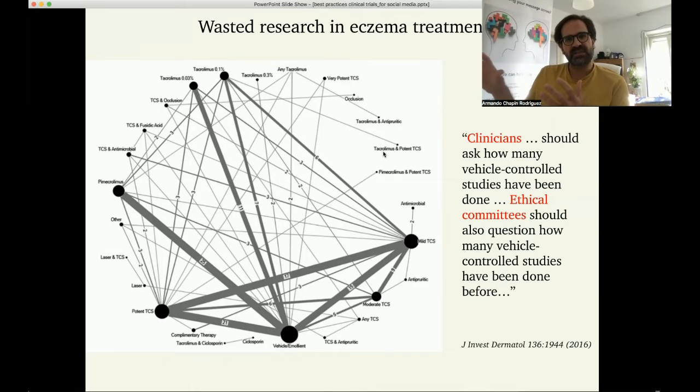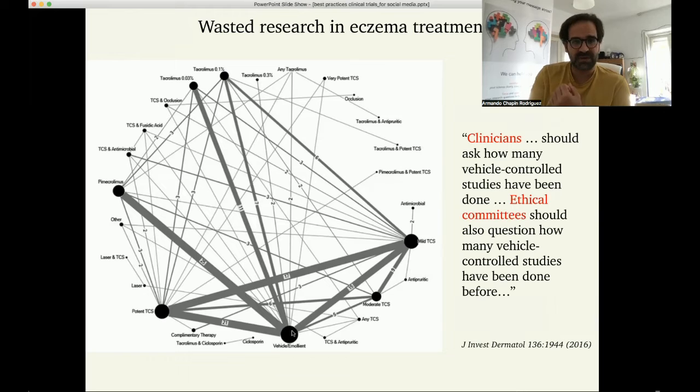In this landscape of possible eczema treatments, only a handful of comparisons have been made, so that after decades of eczema research, we still don't know how most eczema treatments stack up against most other eczema treatments. And the authors of that review of the literature concluded clinicians should ask, before they do their trial, how many vehicle-controlled studies have actually been done?